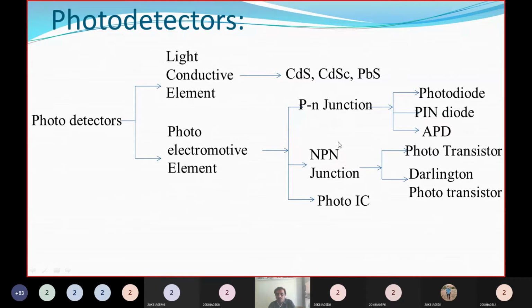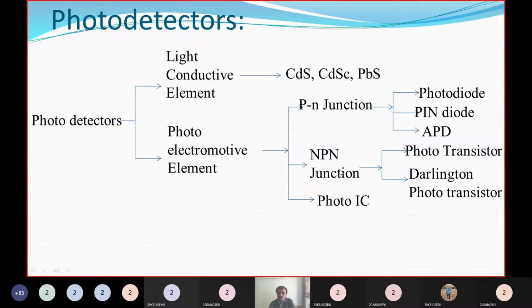Mainly we are discussing the PN junction diode here: how photodetectors are made using a PN junction diode. The first one is the photodiode. Using a PN junction diode, we can prepare a photodiode, the PIN diode, and the APD, the avalanche photodiode. These three we will mainly discuss.